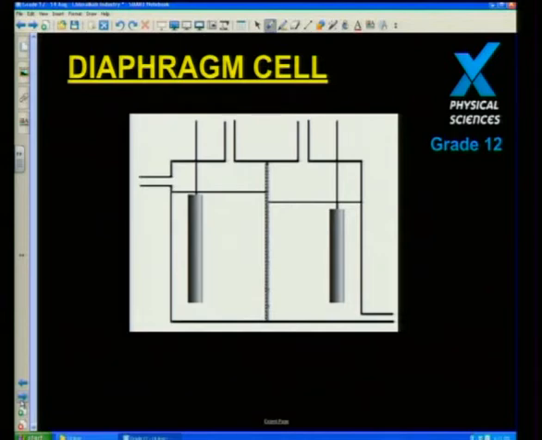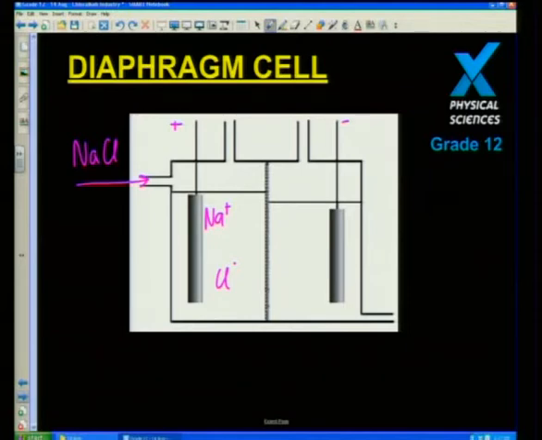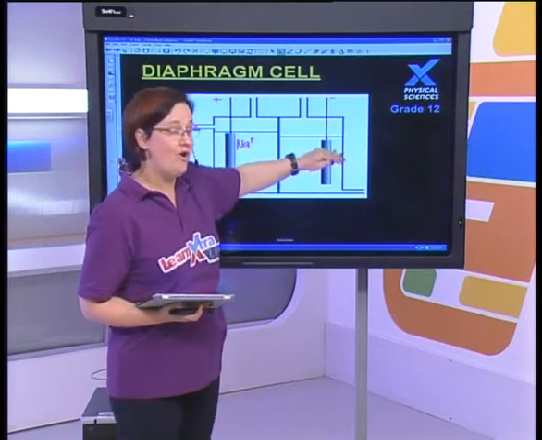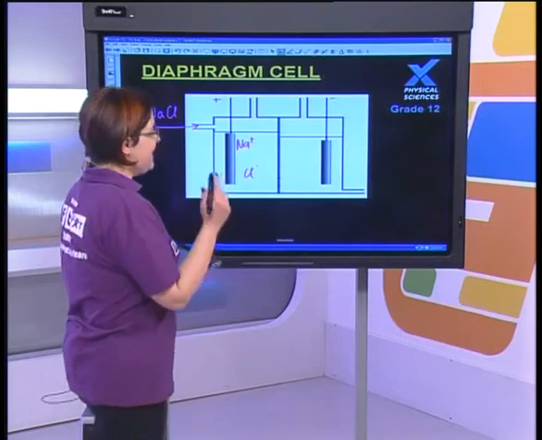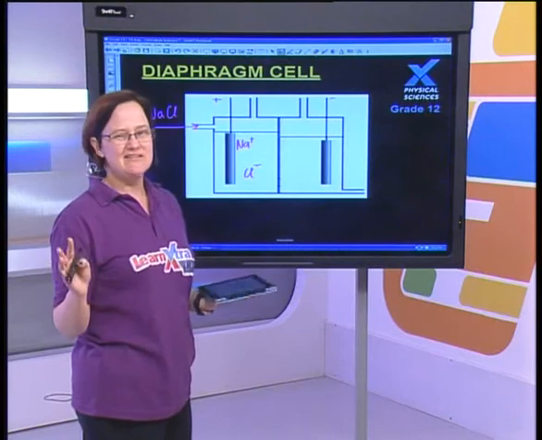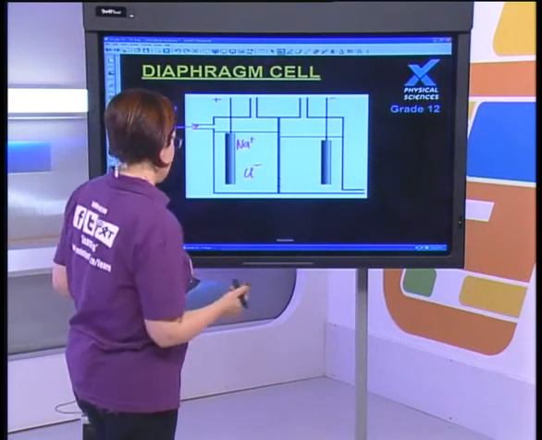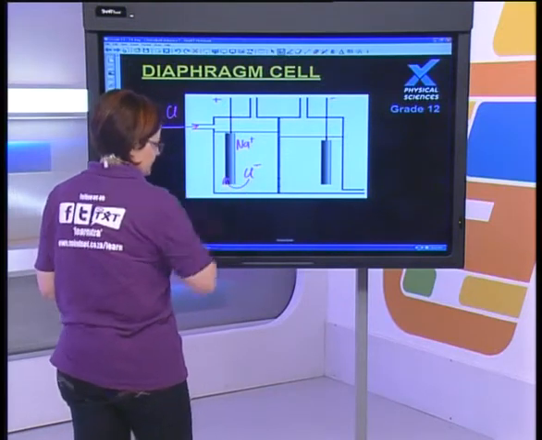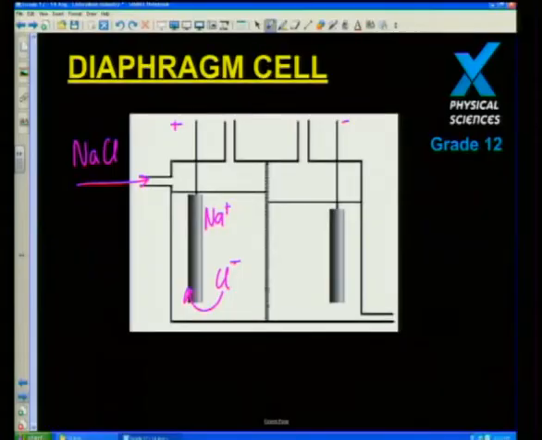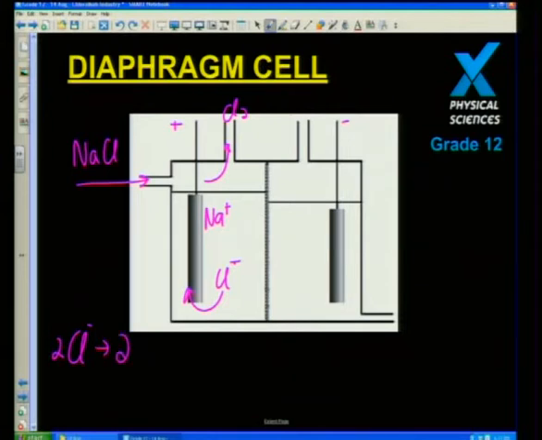First thing you need to recognize is, like the last one, we put in a saturated solution of sodium chloride. So we have our anode and we have our cathode. That saturated solution produces sodium and chloride ions. What you need to note here, though, is the liquid level on the anode is higher than the liquid level on the cathode. That is very, very deliberate. It is there to prevent ions from traveling in two directions. This is one of the diaphragm cell's disadvantages. Just like in the last one, the chloride ions get attracted to the anode. They form chlorine gas, and chlorine gas comes out the top. So we have 2Cl⁻ becoming chlorine gas plus two electrons. That hasn't changed.